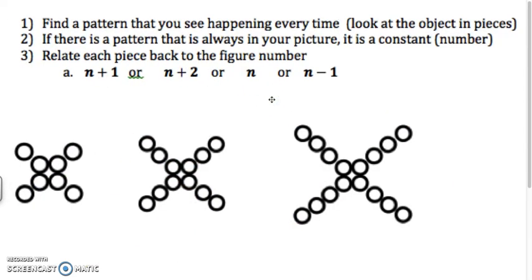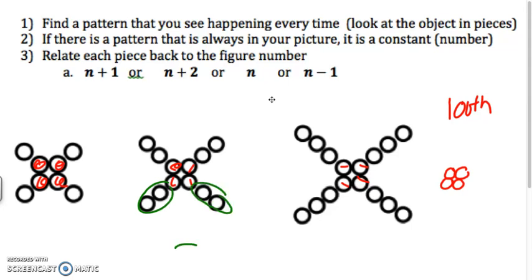So here is a pattern. I notice that the 4 in the middle are always there. In the 100th figure, those 4 are always going to be there. Now I'm going to look at it as these little legs being individual pieces.